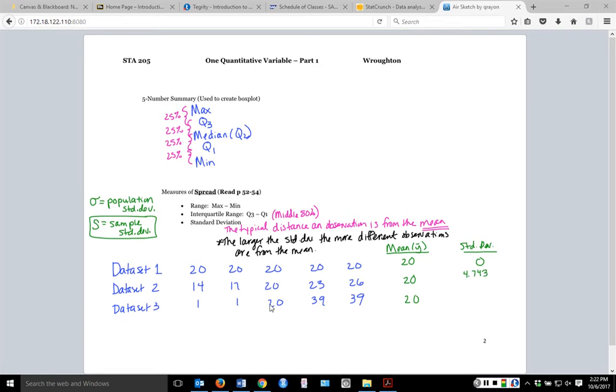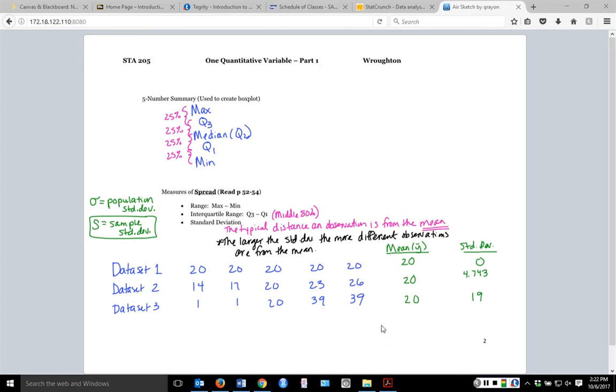But this last data set, the values are much more different from the mean. They're ranging from 1 to 39. They're a little bit more all over the place. Here, the standard deviation turns out to be 19. So again, the larger the standard deviation, the more different the observations are from the mean.